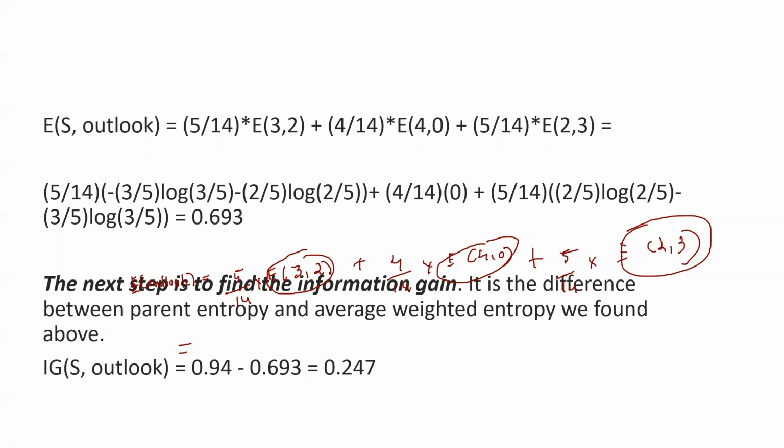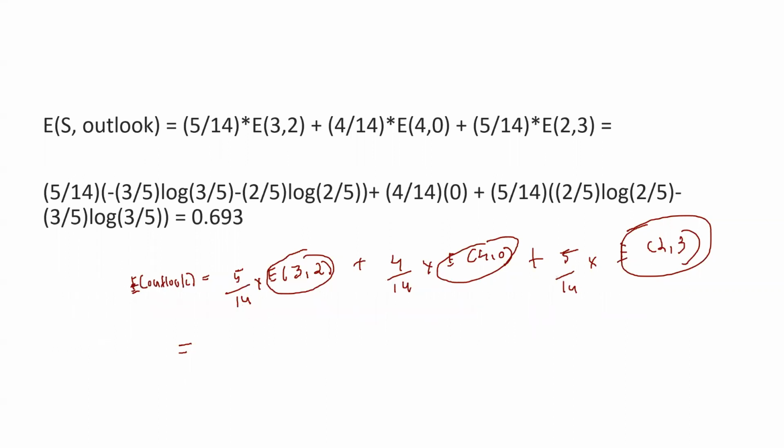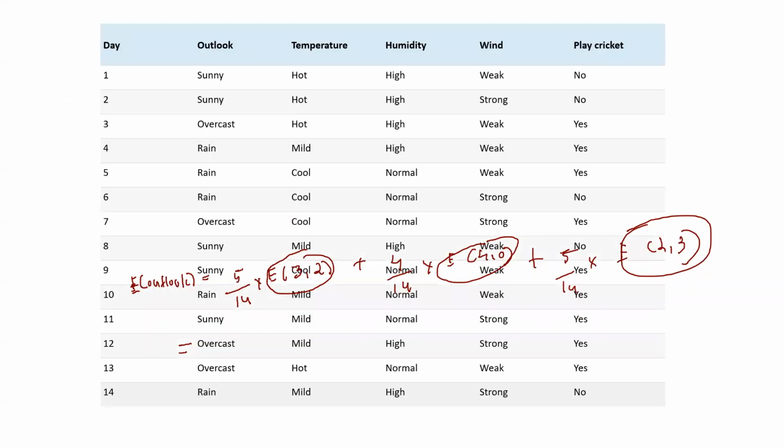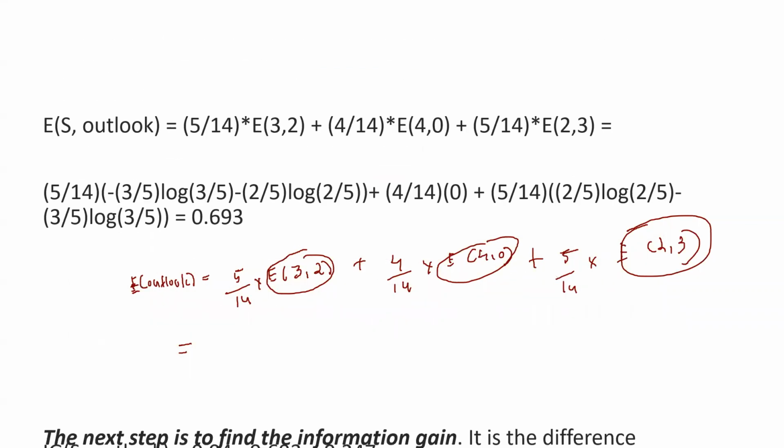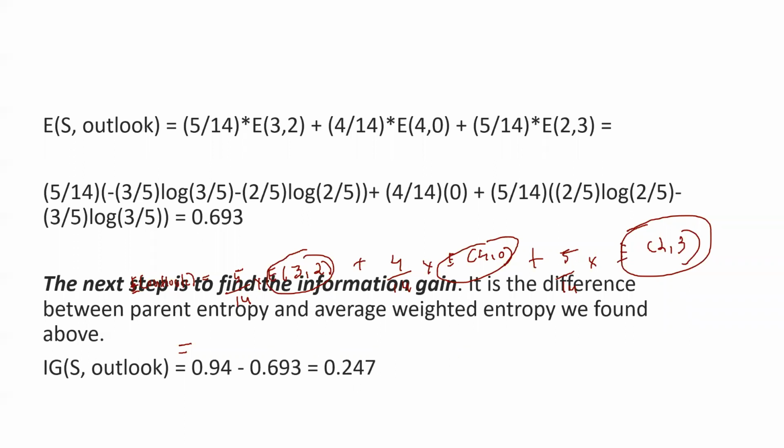Okay, this is what I want you to do. This will be there on the screen. I want you to calculate the information gain for temperature and let me know what the gain is. So what is the entropy for temperature, and what is the information gain for temperature? I want you to calculate it now.